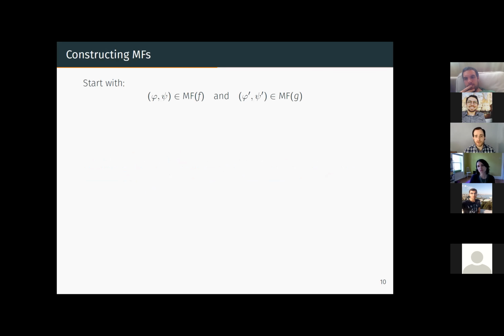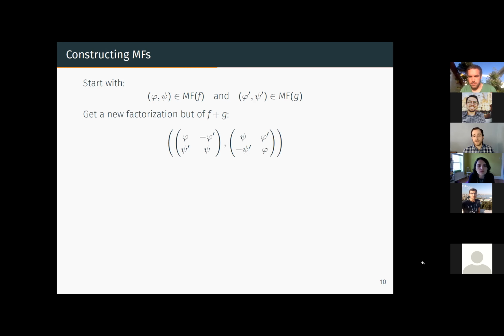And to do that, we first have to talk about a construction, which was due to Knörrer, but also in the way I'm writing it is due to Yoshino as well. So what this construction does is it takes a matrix factorization of two different polynomials, and you should really do them in distinct sets of variables. So you have a polynomial f and another one g. You have a matrix factorization of the first guy and then another matrix factorization, phi prime, psi prime, of the second guy. You can piece these together and get a new factorization, but now of the sum of these two polynomials.